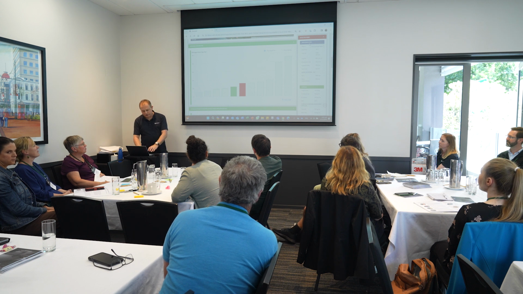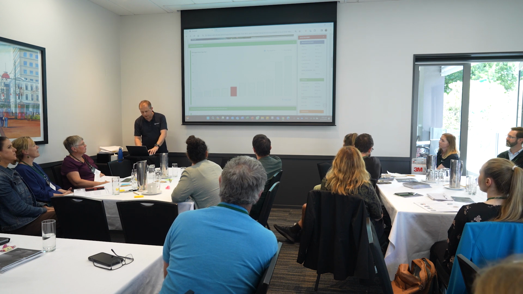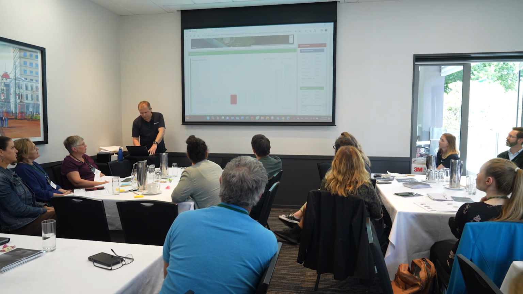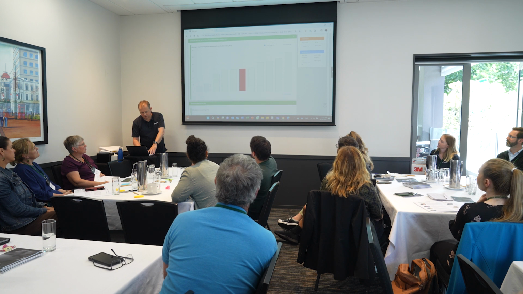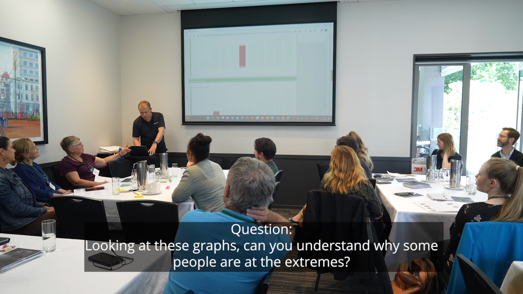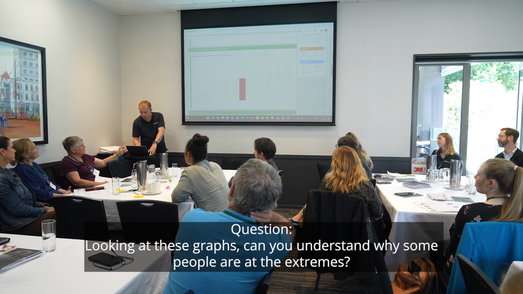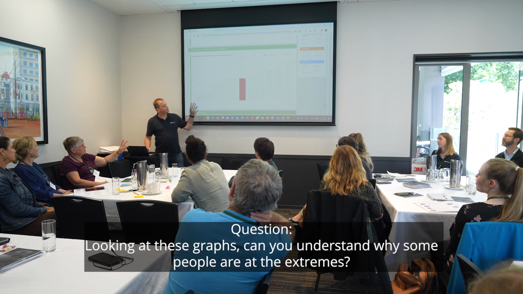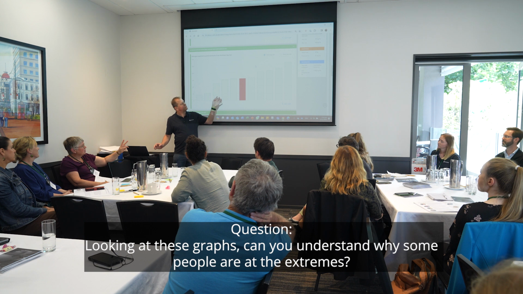So at this level, if we click on that one, this is our farm, and we can see where we sit from a nitrogen loss perspective, both in terms of kgs per hectare and total loss. And we can go through and look at N surplus, nitrogen applied. Looking at these graphs, can you understand why some people are at the extremes? Can you click on them? I would say that you've, as usual, gone ahead of me, Janet.